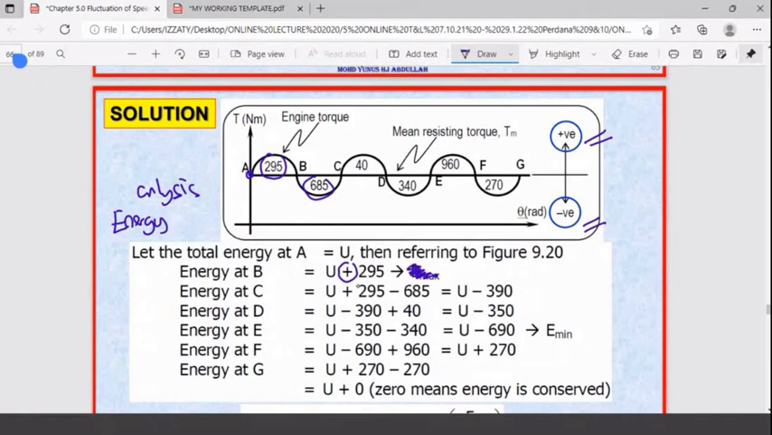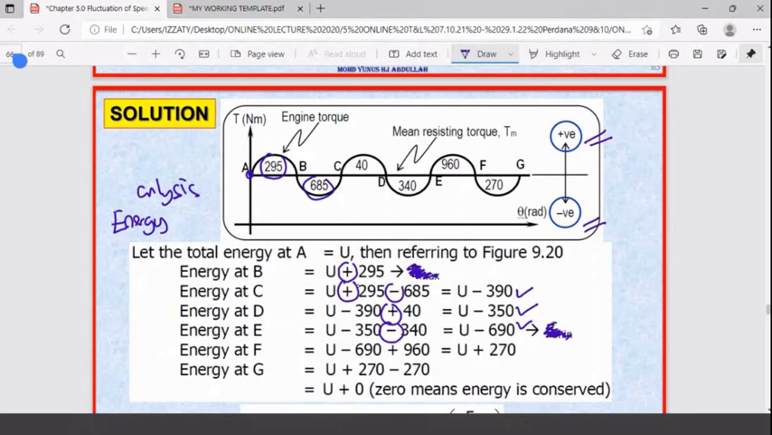Then you go to C here. C will be U plus 295 minus 85. Then you go further up to D. D here, U plus, minus, then you plus 40. Look at here, plus 40. You go further up to here, you minus 340, you have as such. We do not know positive, negative, maximum, minimum yet, correct? Until you go through the whole exercise.